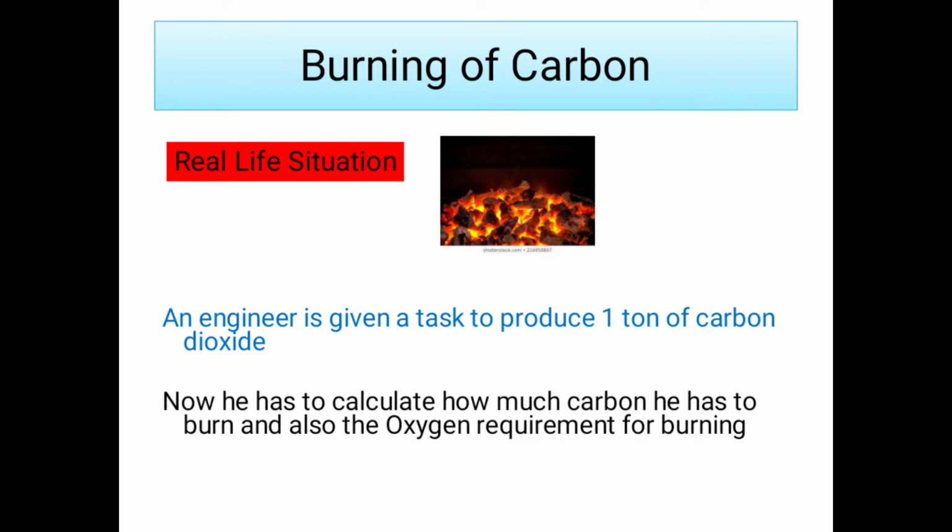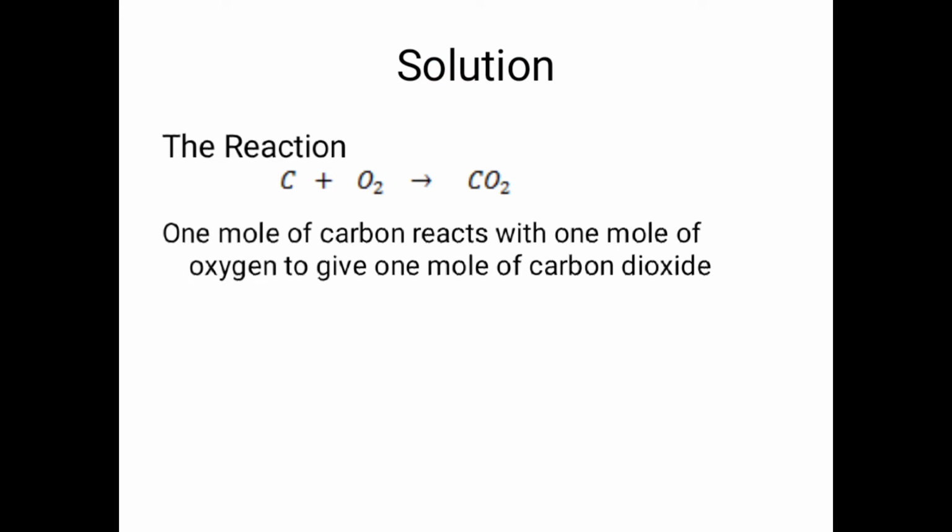Now let us discuss this stoichiometric principles with a real life situation. An engineer is given a task to produce 1 ton of carbon dioxide. Now he has to calculate how much carbon he has to burn and also the oxygen requirement for burning. The solution: first you have to write the equation. The equation says C plus O2 gives CO2. Here 1 mole of carbon reacts with 1 mole of oxygen to give 1 mole of carbon dioxide.